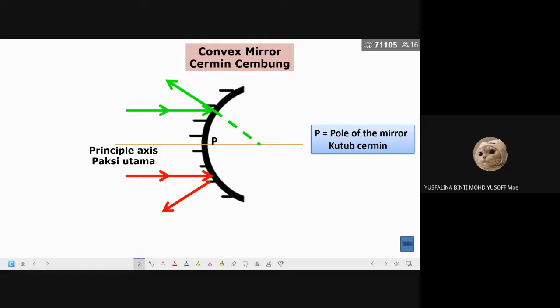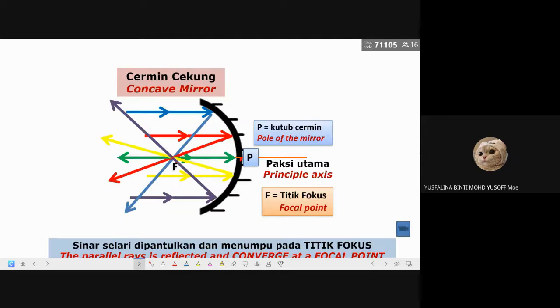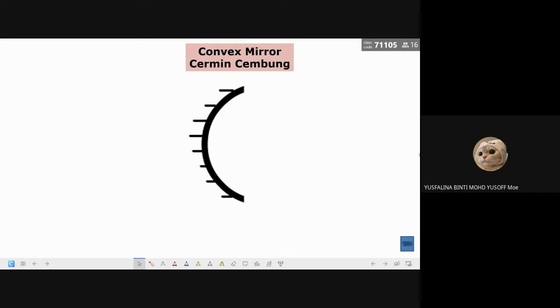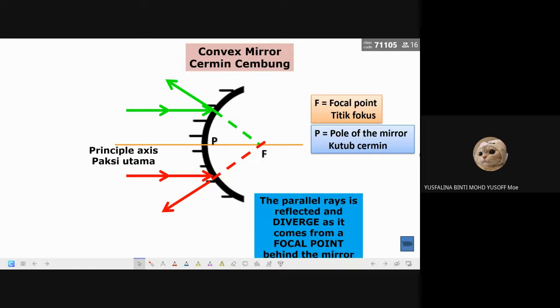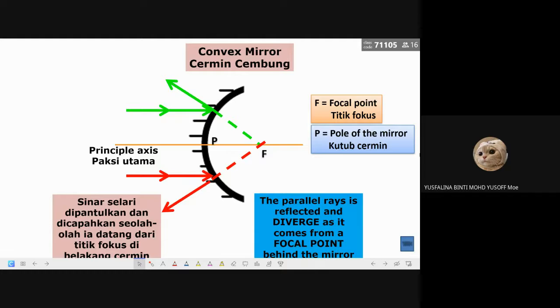So make sure you know the difference. This is for the concave mirror: all the light rays will be reflected back to one point, and that point we call the focal point. And this one, the convex mirror, will be diverged, and we make the lines longer behind the mirror so you can see there is a focal point there. The distance between F and P, we call the focal length.